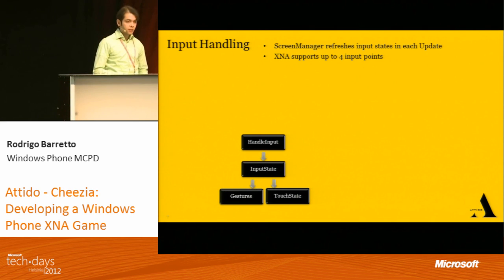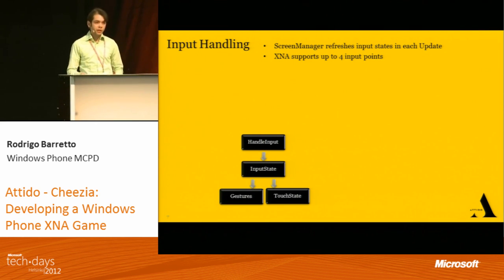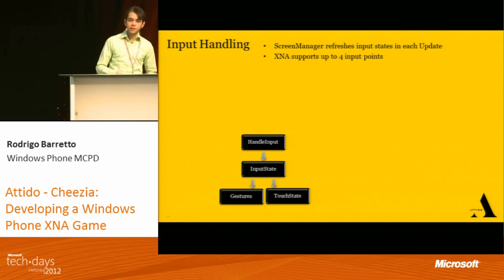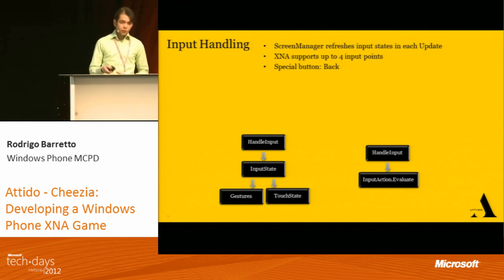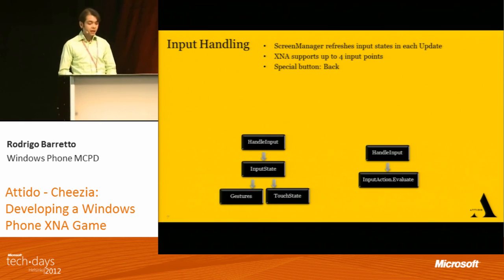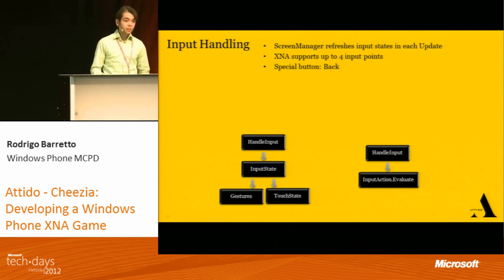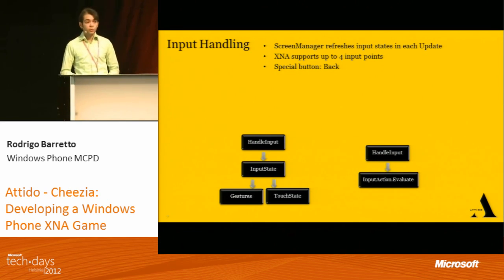And the touch state contains a collection of touch locations. This is going to be quite useful when you're using multiple touch, in this case for Cheezia. But even though we're making a game for a phone, we're still going to need to call the inputAction.evaluate method in order to know whether the back button was clicked or not.